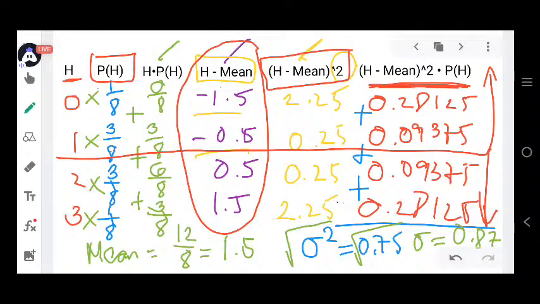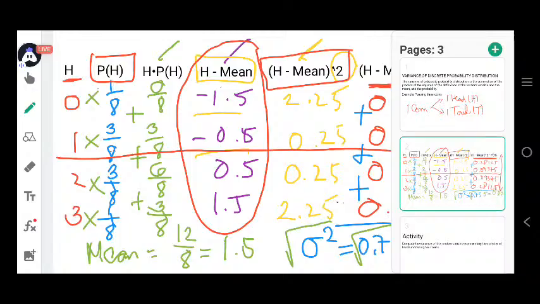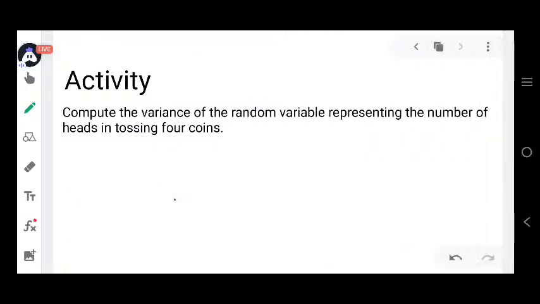Then for your activity, compute the variance of the random variable representing the number of heads in tossing 4 coins.